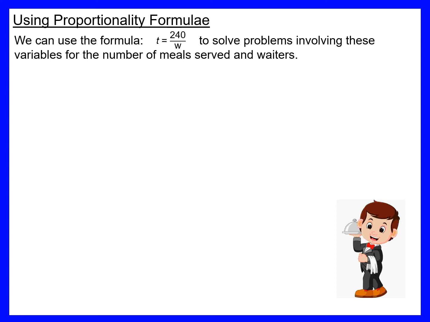Okay, so going back then to our waiter problem, we've got our formula that we found earlier. So up here then we've got our t was equal to 240 divided by w. Remember, our fraction line means division, so that's divided by w. Okay, we're going to use that to help us to solve some problems then.